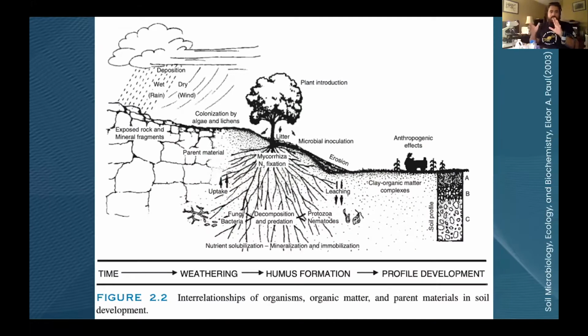So here's a nice little example. This is a great textbook, Soil Morphology, Ecology, and Biochemistry. I'll be putting this in a document. I'm going to upload it later. But it basically goes to the aspect that you have the abiotic, which is the weather and wind erosion, and then you have the biotic, which is living organisms in general. So this builds topsoil, and you actually have the humus layer.